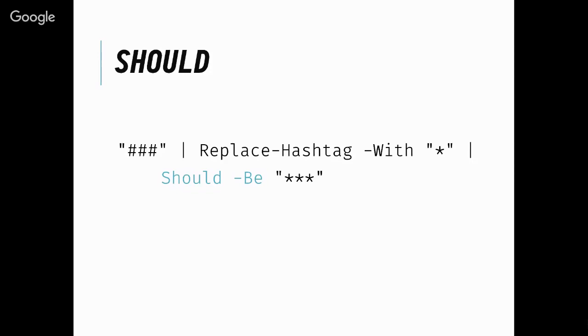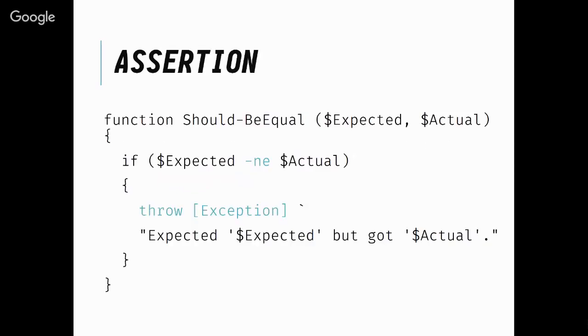And if you look inside of the implementation of Should, or of Should -Be actually, you would see something like this. So it's just an if, and the if compares the expected value and the actual value. And if those are not the same, that's the important part, it's not the same, then it throws an exception. If they are the same, then it doesn't do anything.